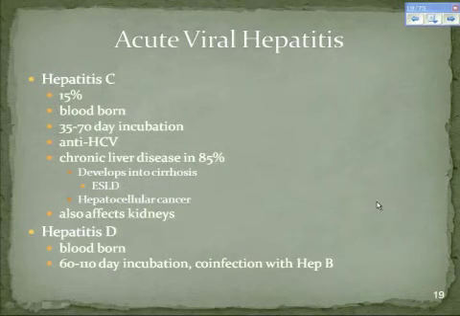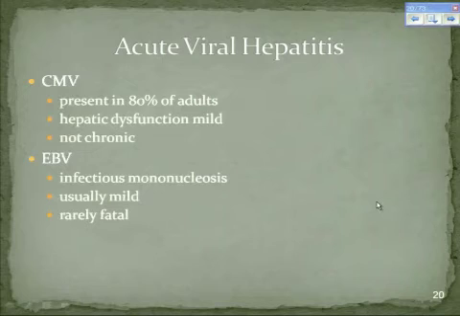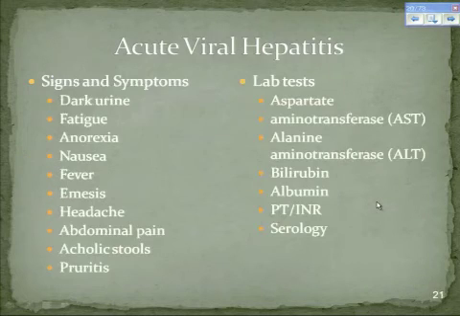Hepatitis D is rare. It is bloodborne as well. It has a 60-day incubation, and it won't infect you unless you're infected with hepatitis B as well. If it doesn't have a co-host, like hepatitis B, it doesn't really cause much of a problem. The other kinds of viral hepatitis you have to think about are CMV and EBV, especially in transplant patients, who are the ones you have to worry about mostly. EBV is usually mild and rarely fatal, and it's the same thing you see in infectious mononucleosis.